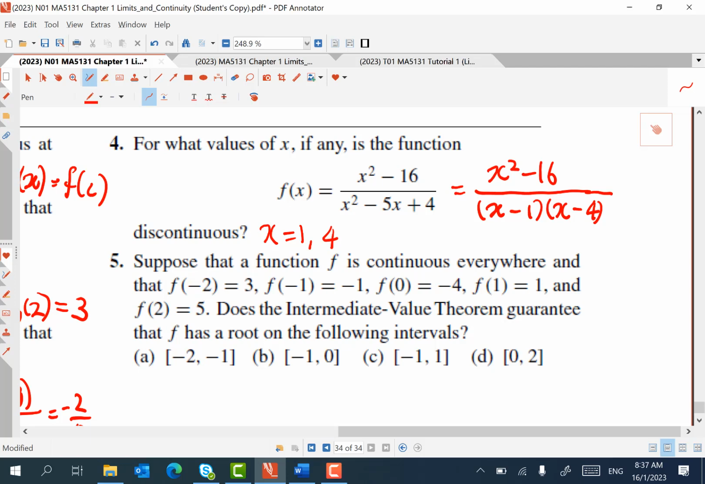Okay, let's pause for a moment and delve into number 4, everybody. This function has two values of x where the function is discontinuous. So the question is, what kind of discontinuity are these? Let's hear from Wen Yu. One possibility is you sketch a graph. The other possibility is you find the limit as x goes towards 1 and as x goes towards 4.